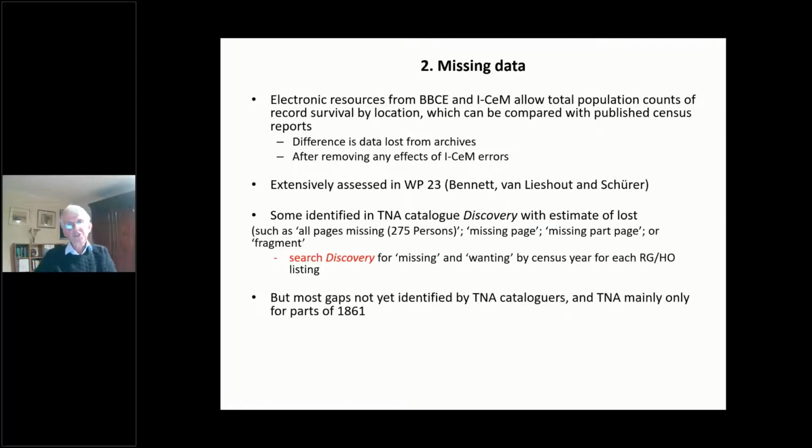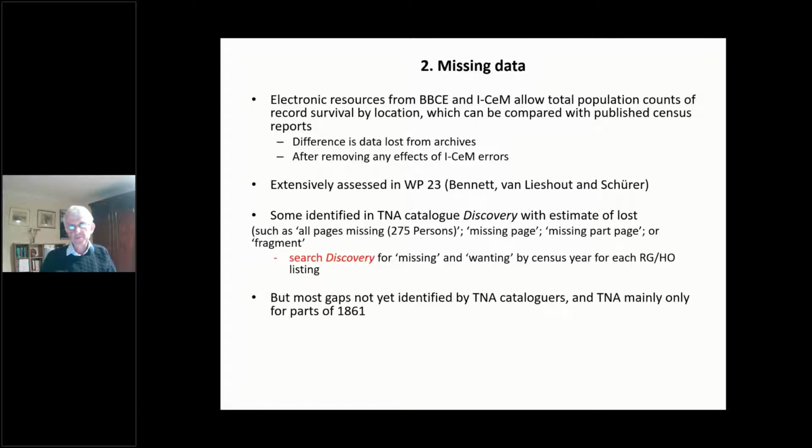Let me move on to the second issue we've confronted, which is missing data. Now, the electronic resources that we now have in ICEM and BBCE allow us to compare a total population for an area with the published census records in the census reports, which was the total count. And it's possible to argue that the difference between the two, what we now have digitally and what's in the published listing, is a gap of archival survival, what are now missing records.